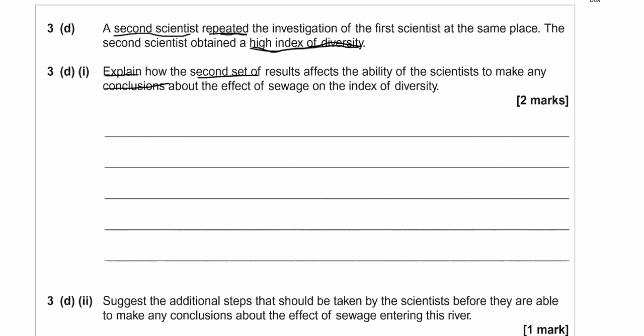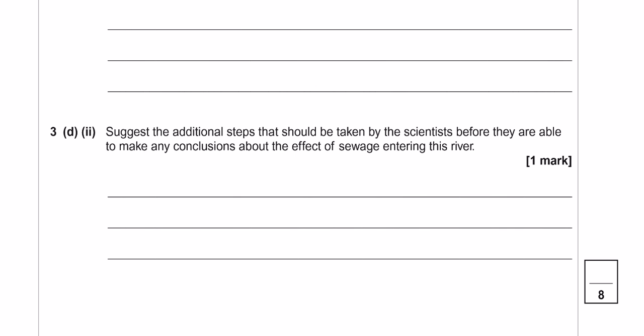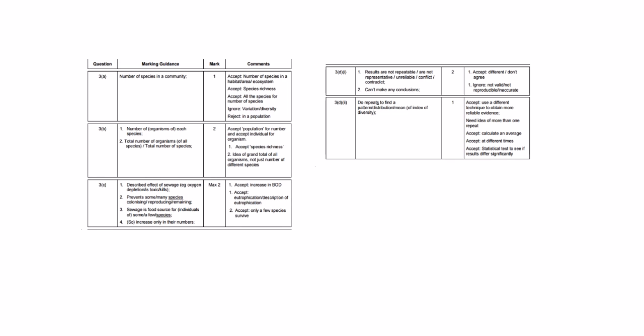The next question is saying, suggest how you could make that repeatable before they can make any conclusions. Well, they only did 2 different tests, so they need to repeat it. They need to do repeats to find a pattern or a distribution. Again, there are lots of acceptable answers in the mark scheme coming up in a minute. Here are the answers for question 7.